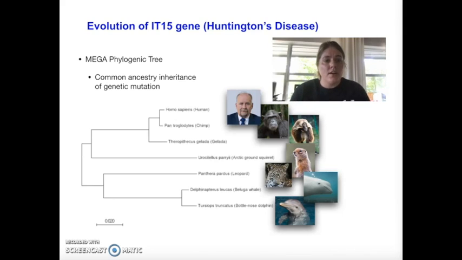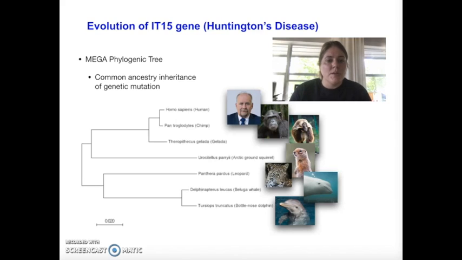If you look here on our phylogenetic tree that we created through the MEGA software, you can see just how closely we're related to some of these other animals, such as chimps and Galleta, and even the Arctic ground squirrel and bottlenose dolphins. From a very specific gene, this gene that codes for the Huntington's disease mutation, you can see on a very specific level how we are attached to these animals.